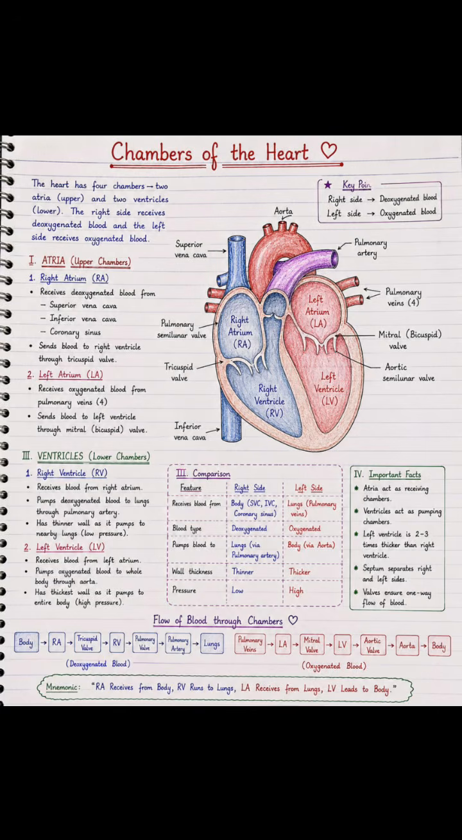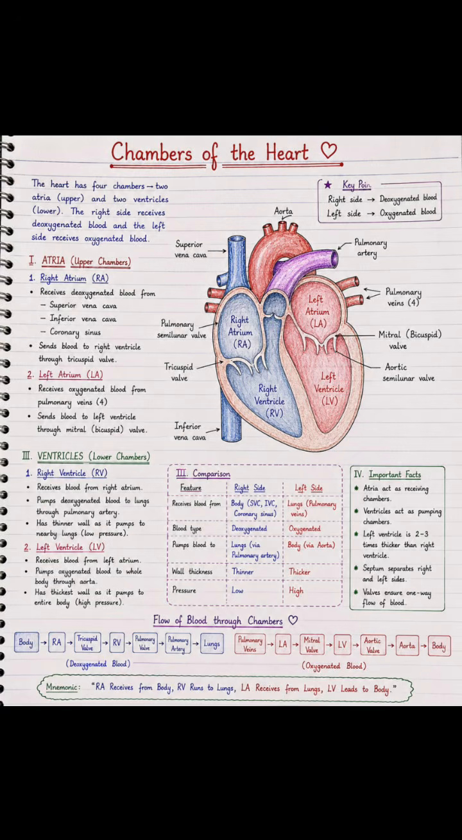Now let's start with the atria, which are the upper chambers. Right atrium. The first chamber is the right atrium, or RA. The right atrium receives deoxygenated blood from the superior vena cava, the inferior vena cava, and the coronary sinus. Then it sends blood to the right ventricle through the tricuspid valve.